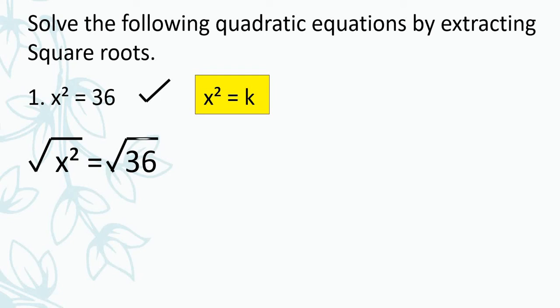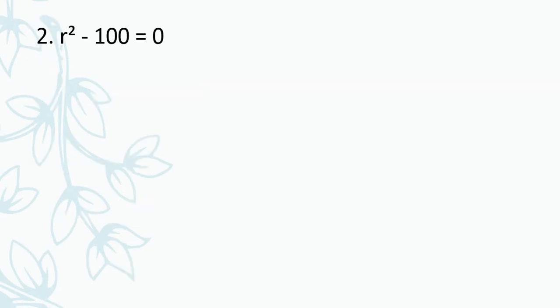Okay, then cancel the squared. It will become x is equal to the square root of 36. And we all know that the square root of 36 is positive and negative 6. So we have 2 solutions, positive 6 and negative 6. Another example, we have here r squared minus 100 is equal to 0.